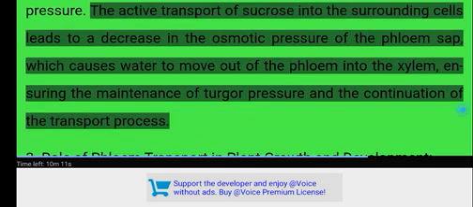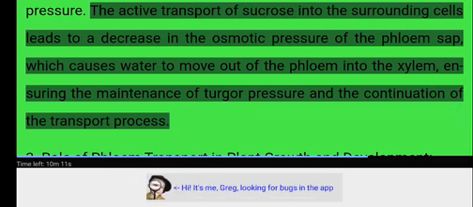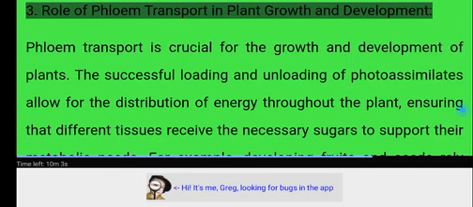The active transport of sucrose into the surrounding cells leads to a decrease in the osmotic pressure of the phloem sap, which causes water to move out of the phloem into the xylem, ensuring the maintenance of turgor pressure and the continuation of the transport process. 3. Role of phloem transport in plant growth and development.